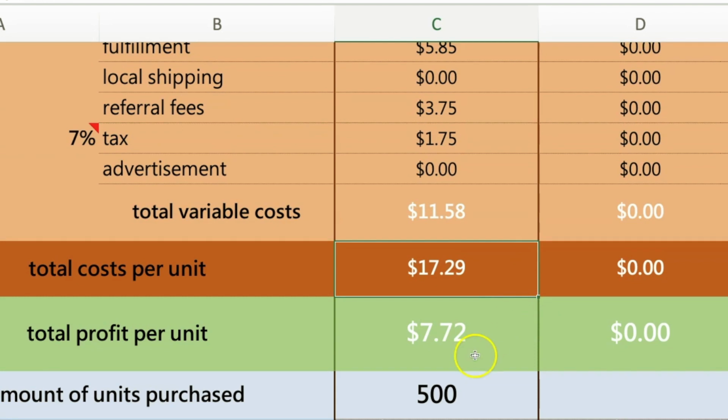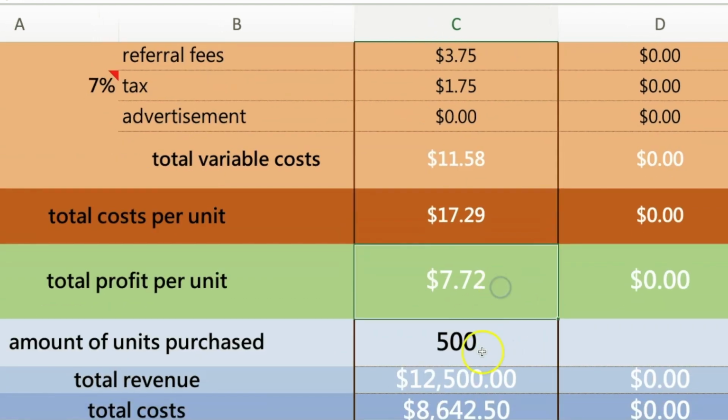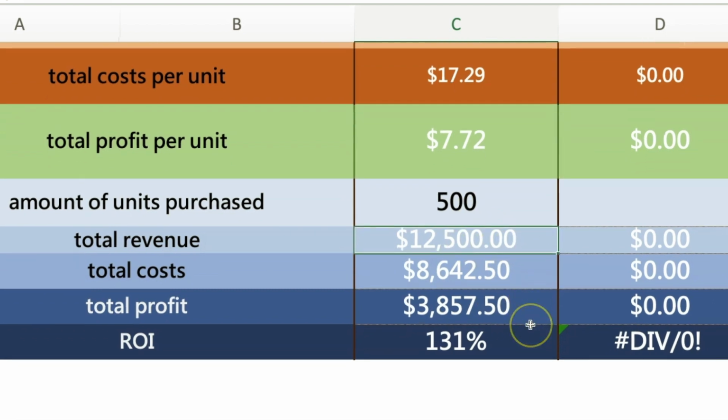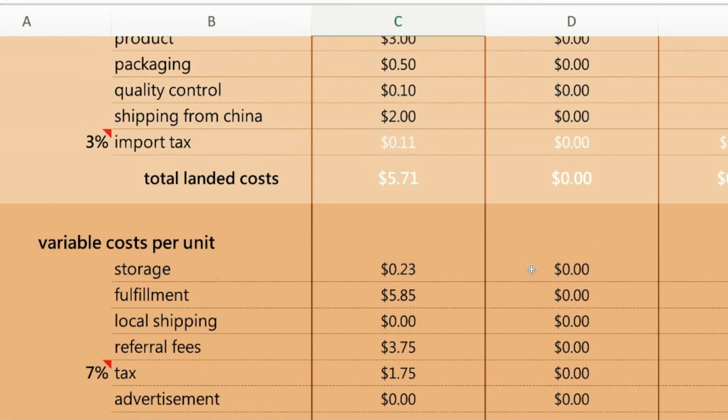So the total profit here is $7, and if you buy 500 units, your total revenue is going to be $12,500. Your total costs are going to be $8,600, and your total profit is going to be $3,800 without any advertisement spent. So this is the other thing that you cannot forget in e-commerce, that you have to spend money for advertisement unless you sell to the customer again. I hope that kind of clears it up, and I hope that covers the fees.